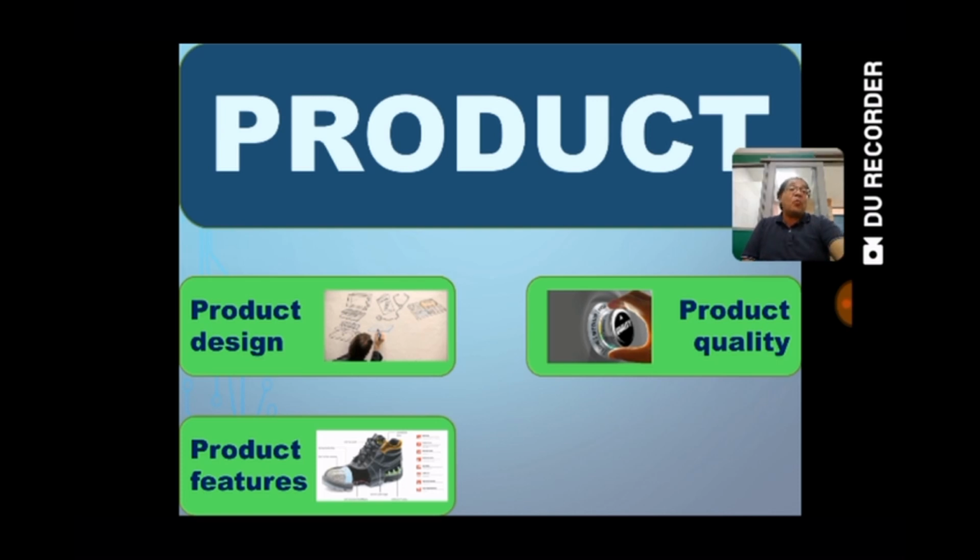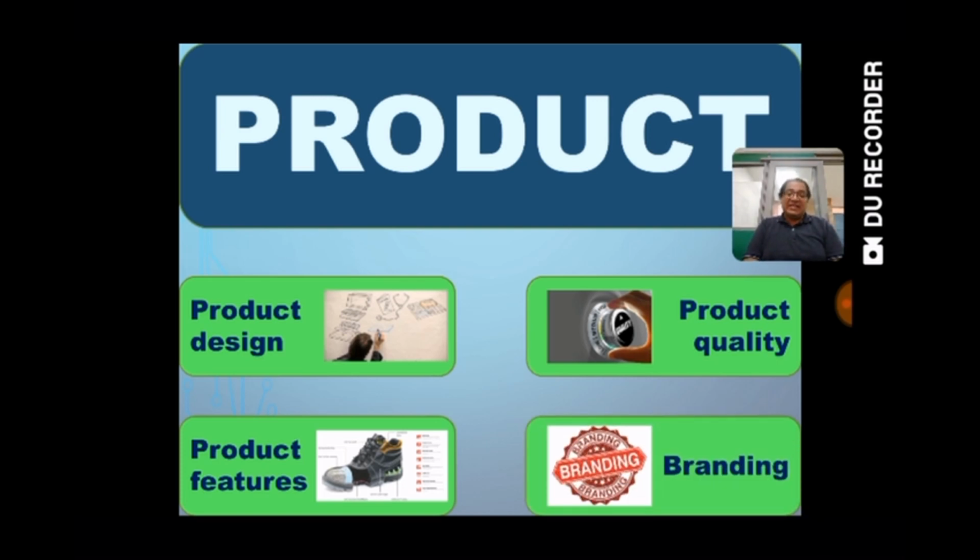And the fourth one is branding. A brand is a tool used by an organization to differentiate itself from other competitors. Think about the Nike logo and how this influences people's ideas of the product.